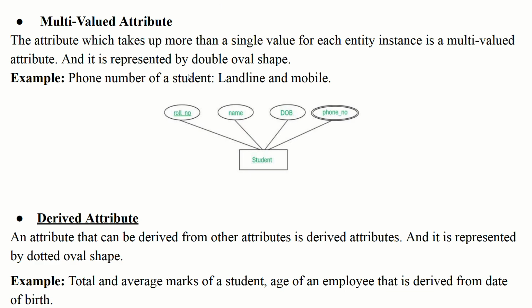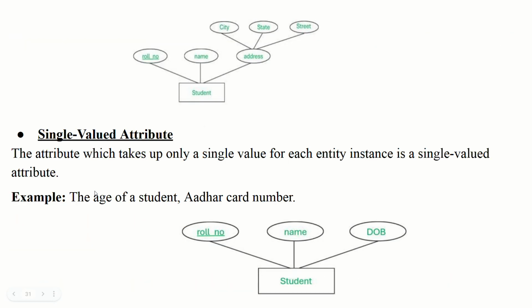So a person can have more than one phone number, and it is represented by a double ellipse. Now the single valued attribute accepts only a single value.